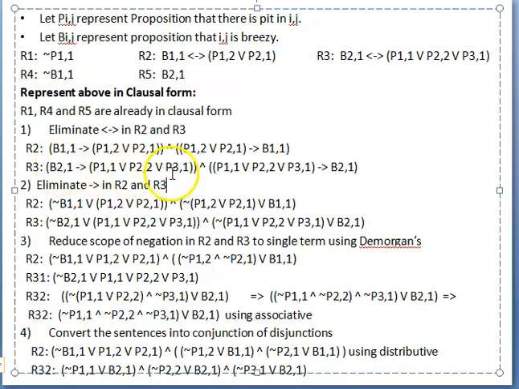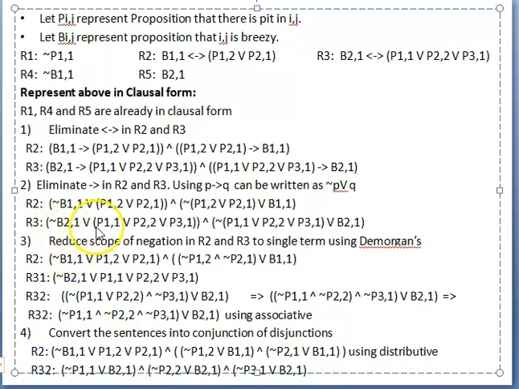Similarly for this one also, first we negate this whole thing, and then we have negation of this whole thing or B21. So as we can see here, P implies Q can be written as negation of P or Q. So we have applied this to both R2 and R3.